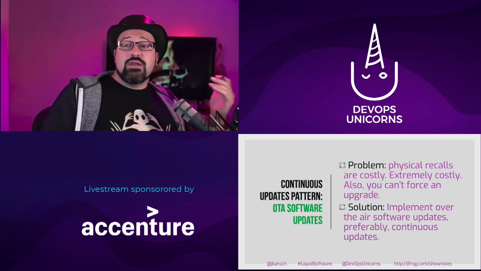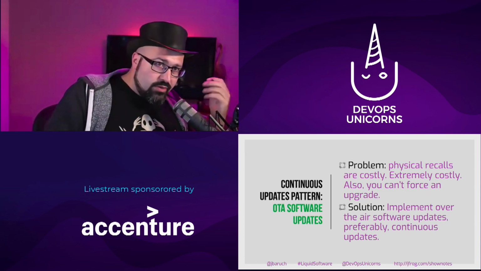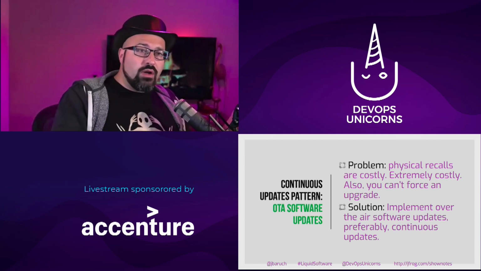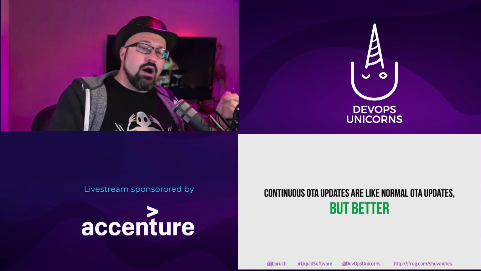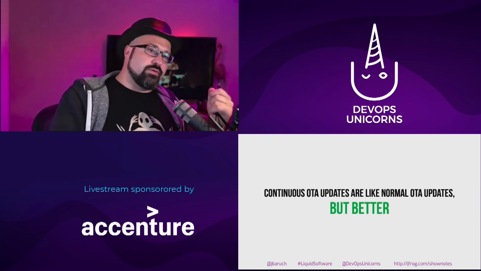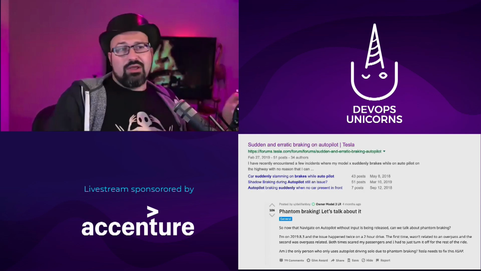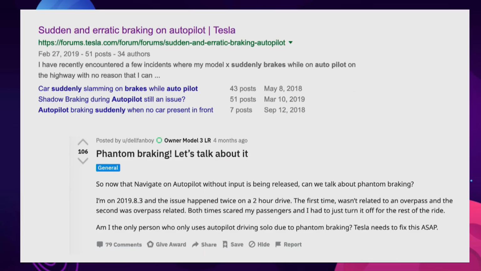How do we fix it? Over-the-air updates. Then we can push the fix for this bug to all the cars. The only thing that is better than over-the-air software updates is continuous over-the-air software updates. What's the difference? Let me demonstrate on another car, and that will be Tesla. Tesla does over-the-air updates, and they're very good with that. They release those updates about every three weeks.